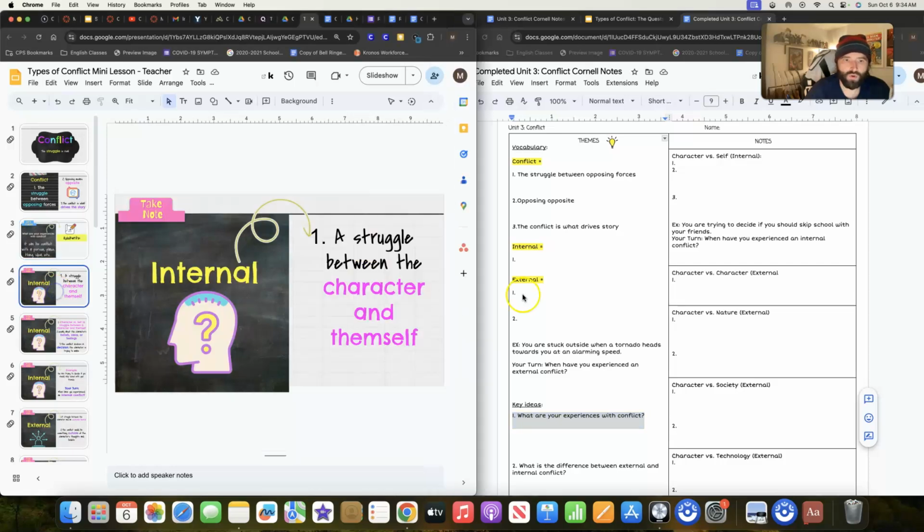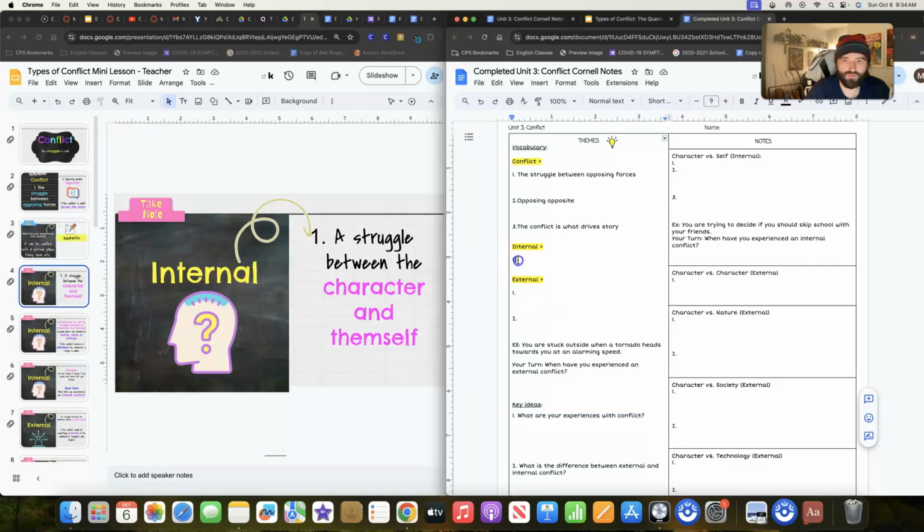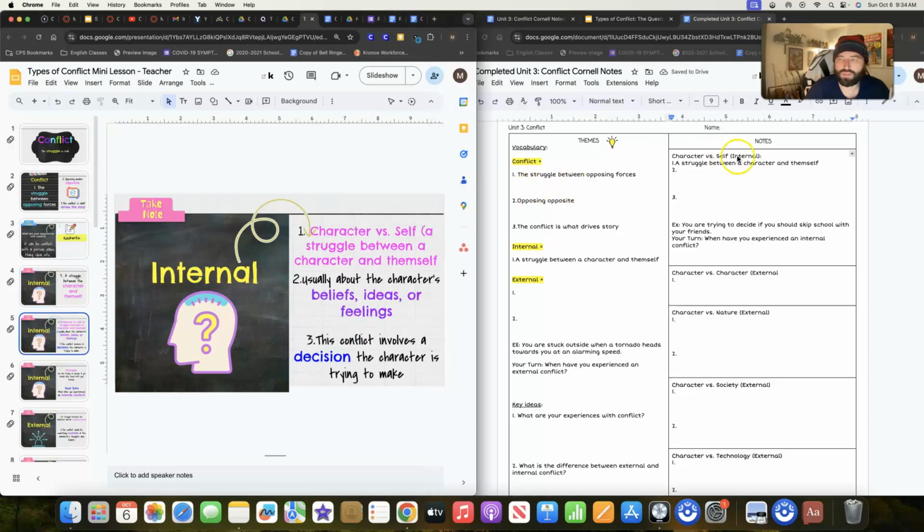Now moving on, there are two main types of conflict. The first is known as internal. This is a struggle between a character and themselves. We're going to continue these notes over here. I'm just going to copy and paste this because you already have this here. A struggle between a character and themselves. It is also known as character versus self. It is the only type of internal conflict.